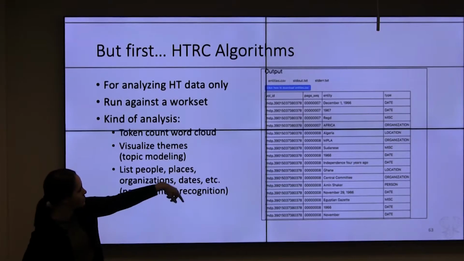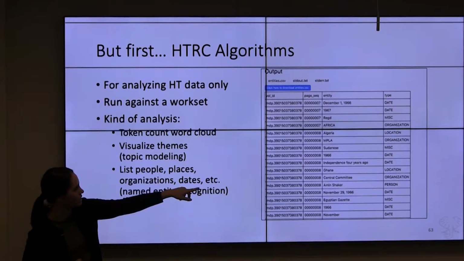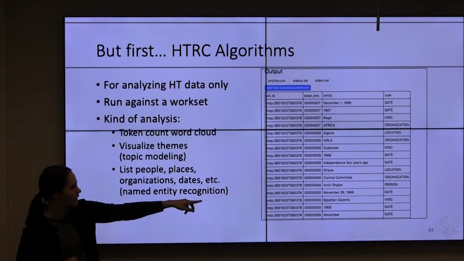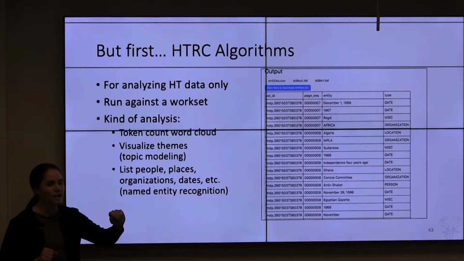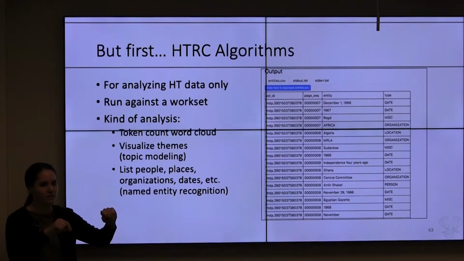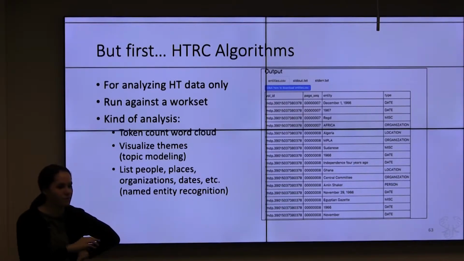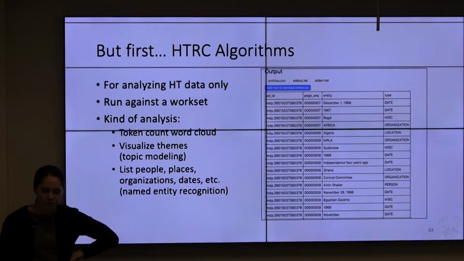So you're seeing the volume ID, the page that the entity occurred on, what the entity actually is, and then the type. So it's not quite as full as some NER outputs, so it doesn't tell you the specific character location of the word. I know sometimes in the outputs you'll see where in the line it occurred, but this can give you a good feel for what the entities are in your text.